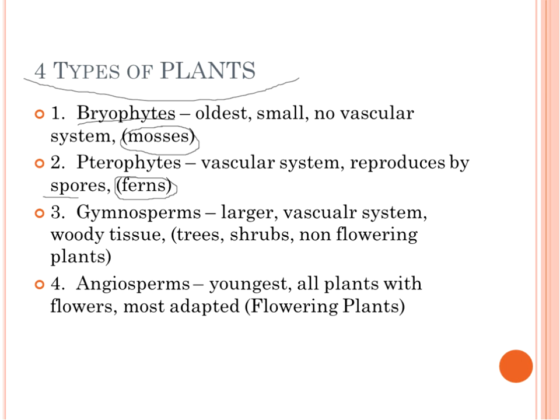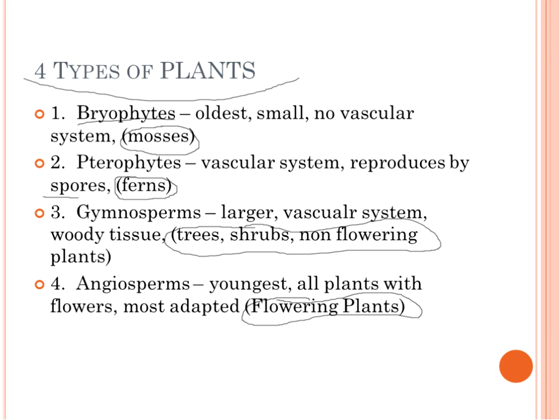Gymnosperms are your non-flowering plants or trees, like pine trees, for example. They're larger, they have a vascular system, they also have a woody tissue, like bark. That's what a woody tissue pretty much is. And the angiosperms are the youngest in terms of evolution. They're also the most diverse in terms of evolution. And these are all plants with flowers or fruit. So anything with flowers or fruit will be angiosperms. That's it. You can go outside and choose any plant in the entire world. It's going to be one of these 4 types.